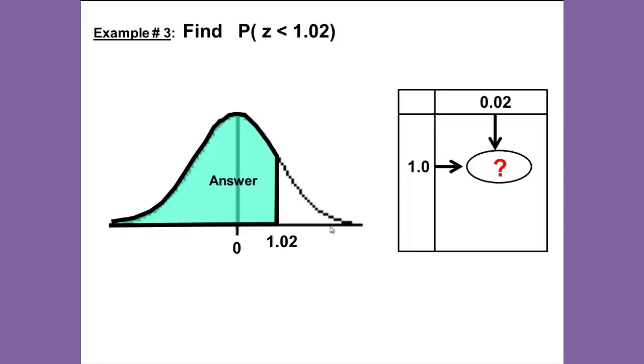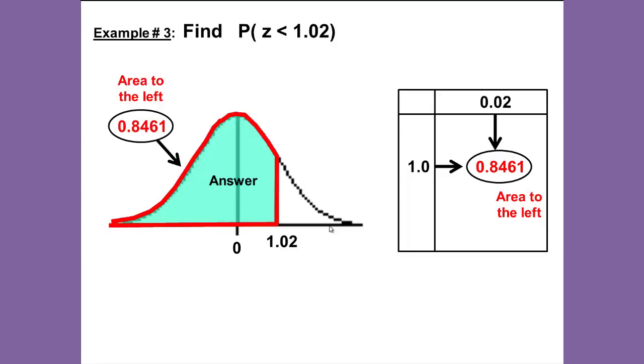1.02. To do so, we want the edge to be 1.0 and the top to be the 2, so that'll be 0.02. That gives us an area or a probability of 0.8461. That is the area to the left, which is what we're looking for, what we consider our answer. So the area to the left, the answer, is 0.8461.